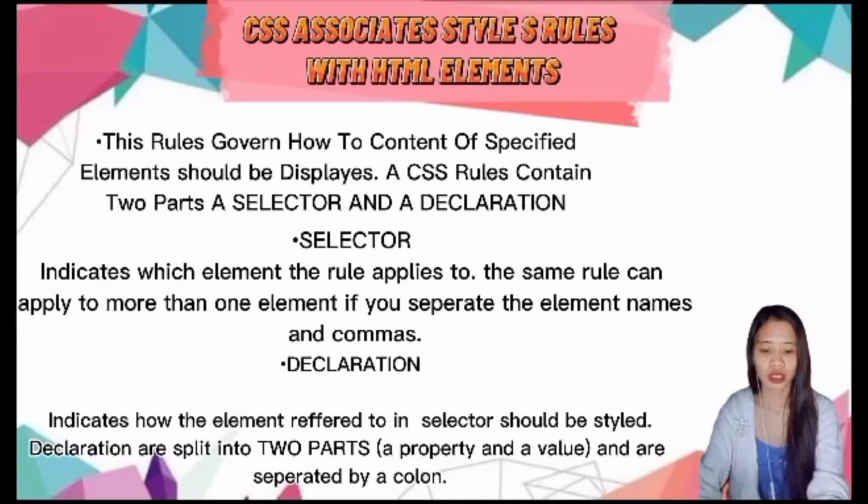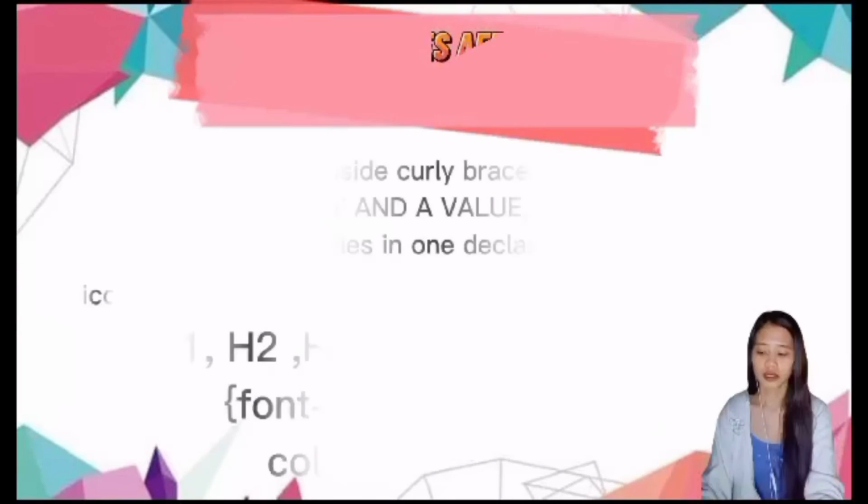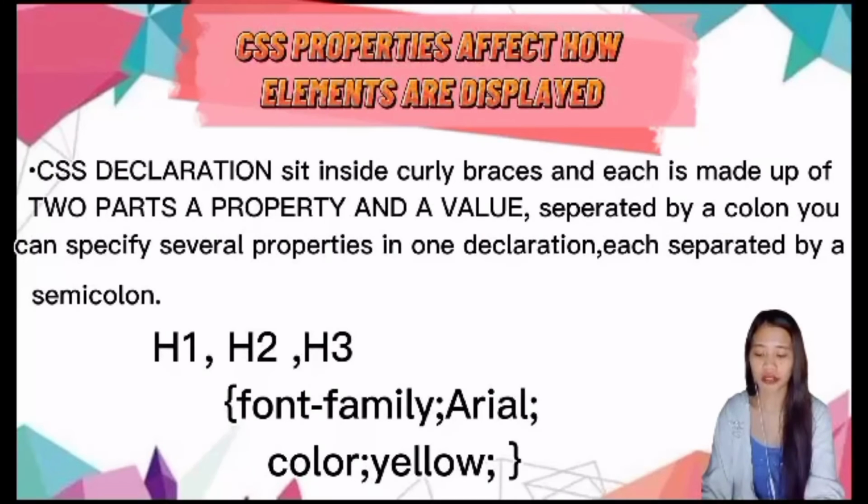The selector indicates which element the rule applies to. The same rule can apply to more than one element if you separate the element names with commas. The declaration indicates how the element referred to in the selector should be styled. Declarations are split into two parts, a property and a value, and are separated by a colon. CSS properties affect how elements are displayed.